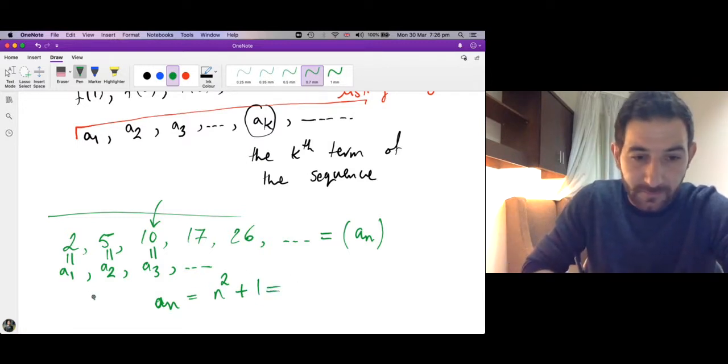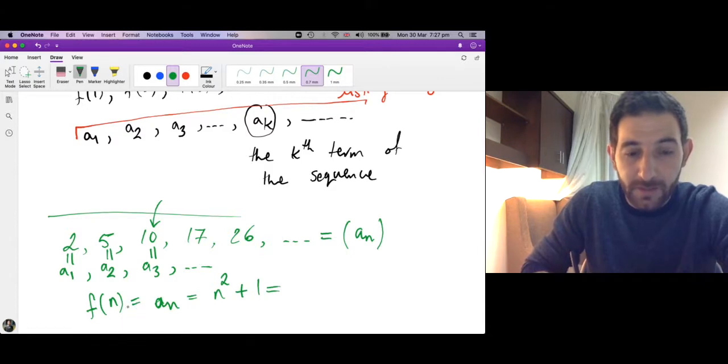So if n, again the sequence is a function, and f of n is an. What's an? It's the nth term, and the nth term is equal to n squared plus 1.